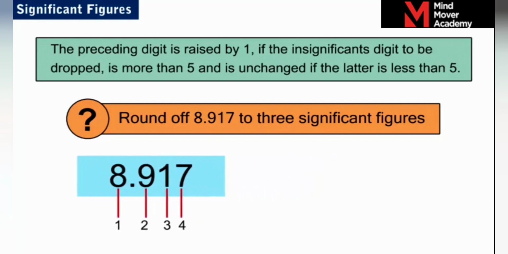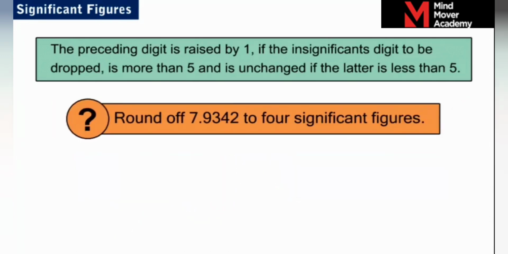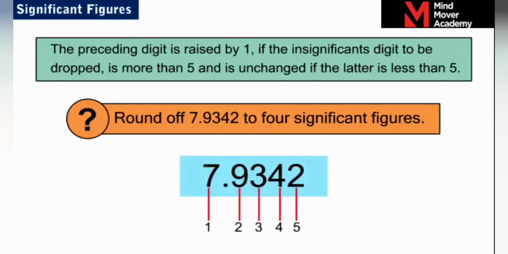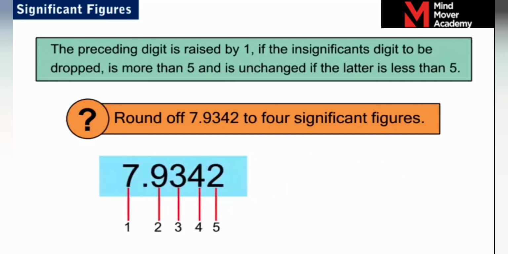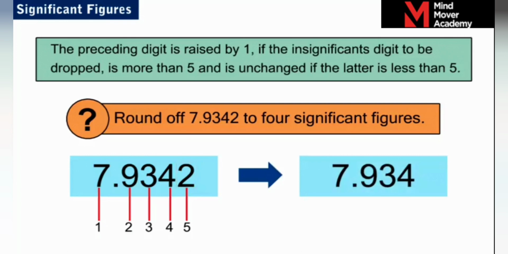In the decimal place, we will round off 7, resulting in the number 8.92. Here is another example. Round off 7.9342 to 4 significant figures. This number has non-zero digits, and there are 5 significant figures. In the decimal place, we will round off 2, resulting in the number 7.934 as the number to be dropped, which is 2, is less than 5.